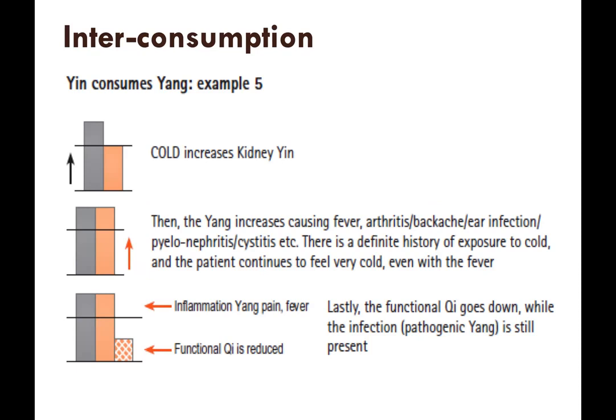So especially when you are older, avoid too much exposure to cold. Or probably if you have to migrate somewhere else. So the functional qi goes down while the pathogenic yang is still present. So the inflammation is actually the yang pain, the fever, and this is reducing the functional qi. Okay.